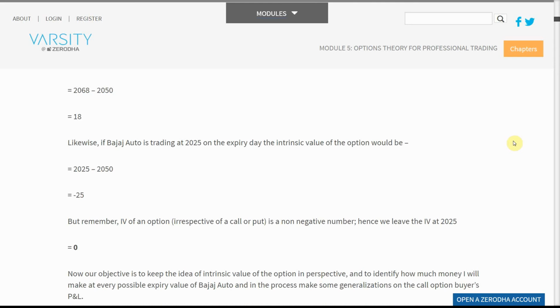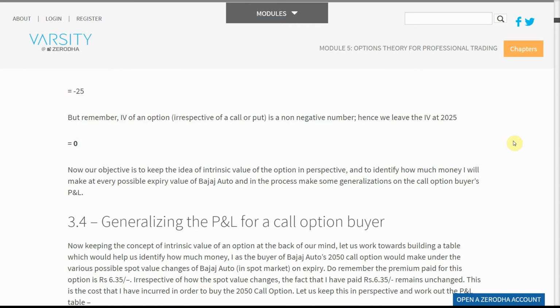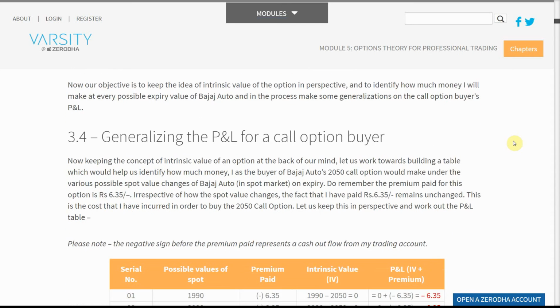Likewise, if Bajaj Auto is trading at 2025 on the expiry day, the intrinsic value of the option would be equal to 2025 minus 2050 equals minus 25. But remember, IV of an option, irrespective of a call or put, is a non-negative number. Hence we leave the IV at 2025 equal to 0. Now our objective is to keep the idea of intrinsic value of the option in perspective and to identify how much money I will make at every possible expiry value of Bajaj Auto, and in the process make some generalizations on the call option buyer's P&L.